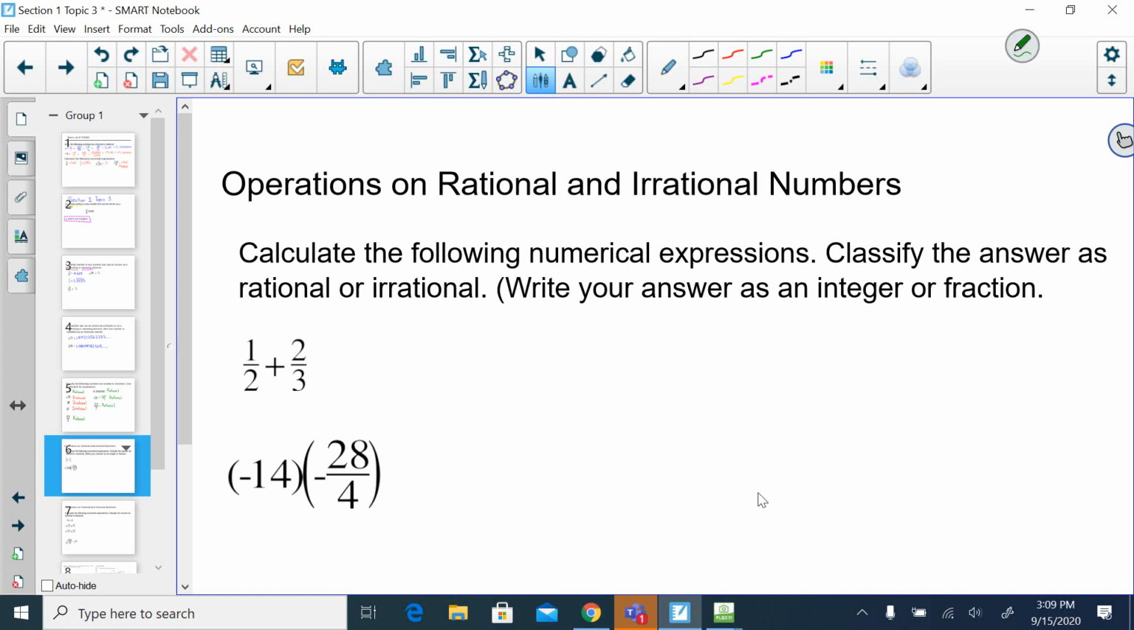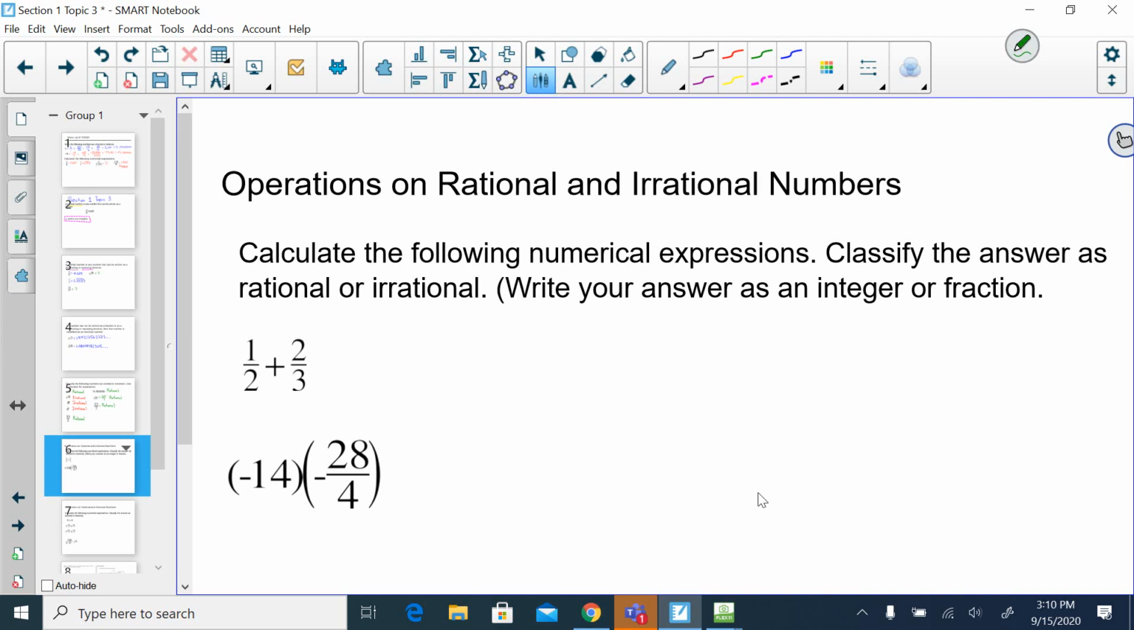So, operations on rational and irrational numbers. What we want to do is calculate the following numerical expressions and classify the answer as rational or irrational. Write your answer as an integer or as a fraction. In this case, we have 1/2 plus 2/3.